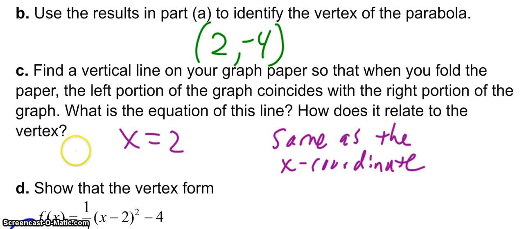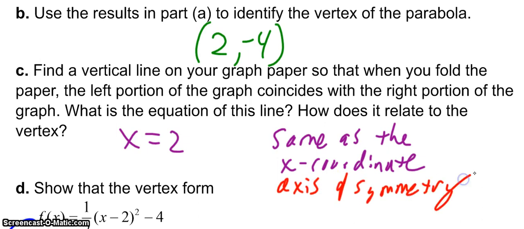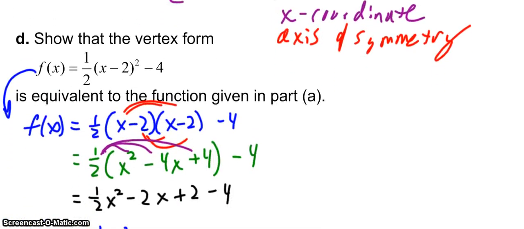How does it relate to the vertex? It's the same as the x-coordinate of the vertex. So this line is going to go through the vertex at the x-coordinate of the vertex. This is what we call the axis of symmetry. Now, last part, we want to show that the vertex form is the same as the ABC form that we had.